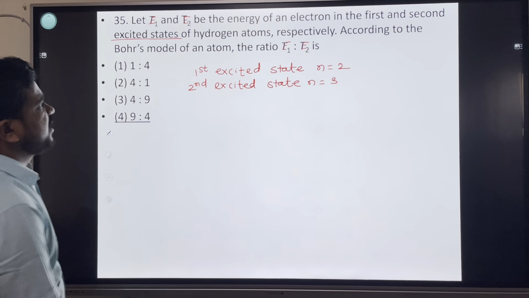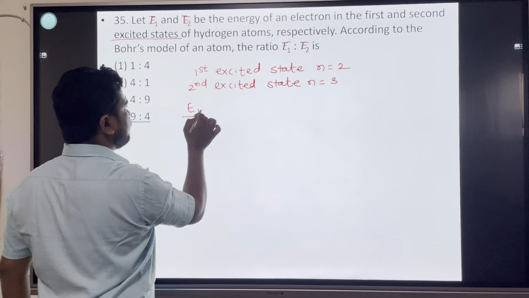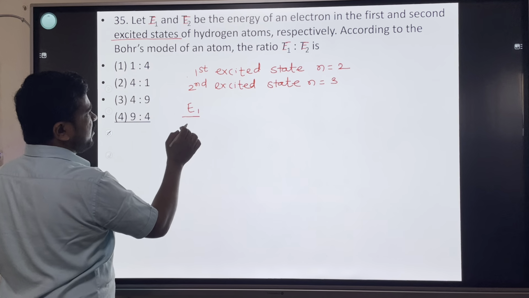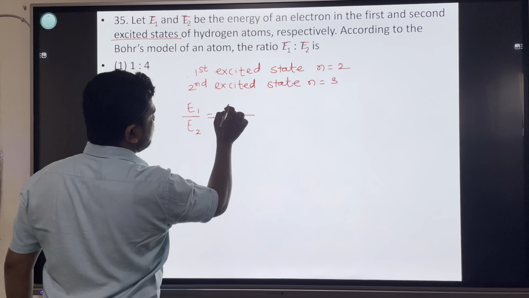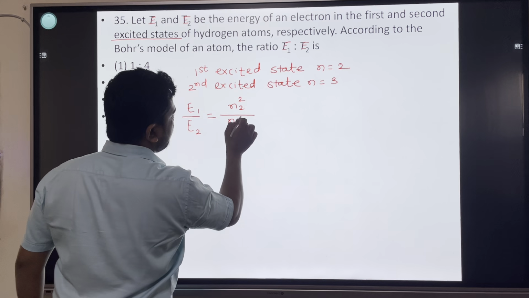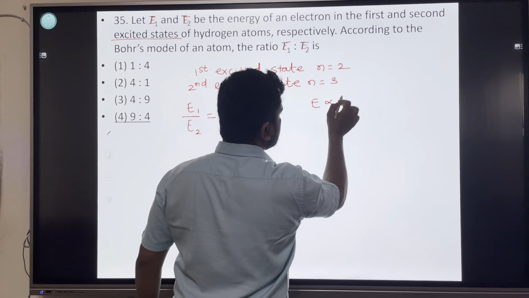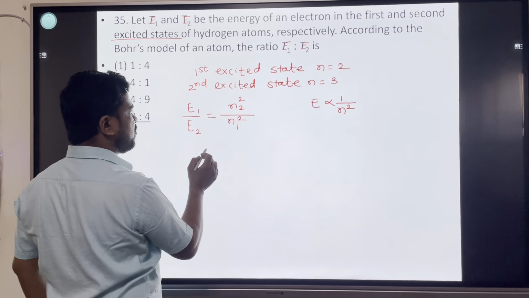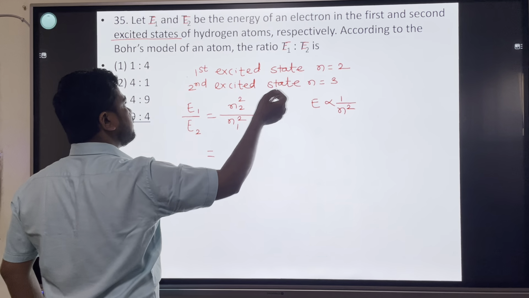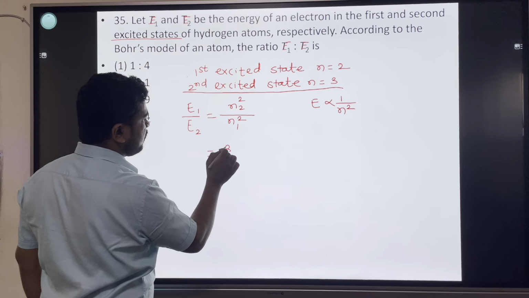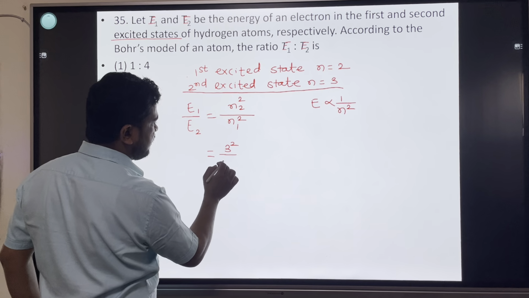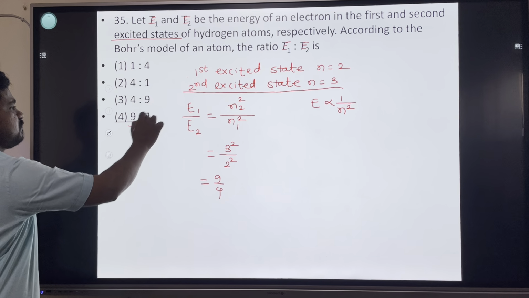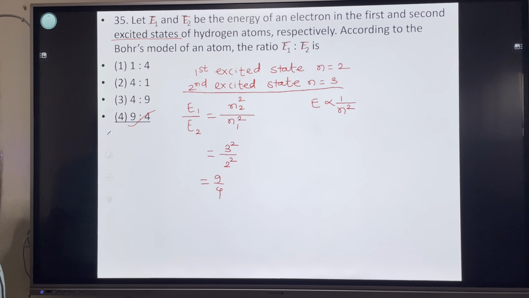According to Bohr's model of an atom, energy is inversely proportional to square of principal quantum number. E1 upon E2 is n2 square upon n1 square. n2 means second energy orbit, 3 square. n1 means first energy orbit, 2 square. 9 divided by 4.